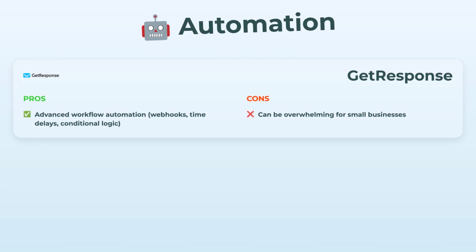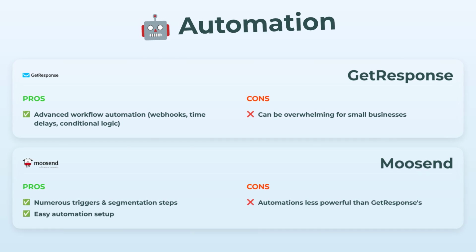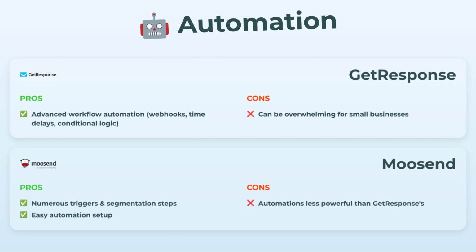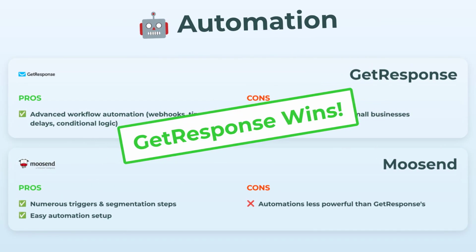Moosend keeps automation simple but smart. Triggers, segmentation, all easy to set up. It's got variety, just not the same level of power or customization that GetResponse offers. Yep. GetResponse is the master here, but Moosend holds its own if you only need the basics.